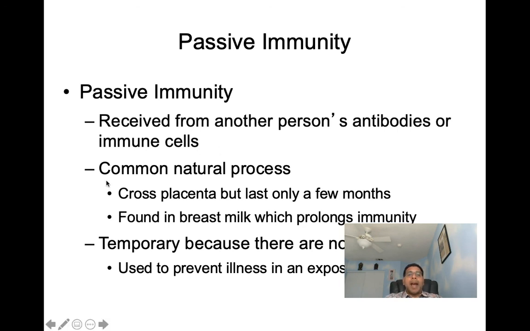So here we can see passive immunity is received from another person's antibodies or immune cells. Here we can appreciate some common natural processes where some antibodies are able to cross the placenta, but they're only going to last for a few months. Then we said some are found in breast milk, which helps prolong immunity in the newborn. Last, it's temporary because there are no memory cells. It's only going to be used to prevent illness in an exposed individual.